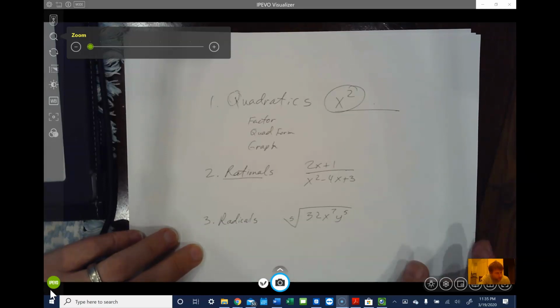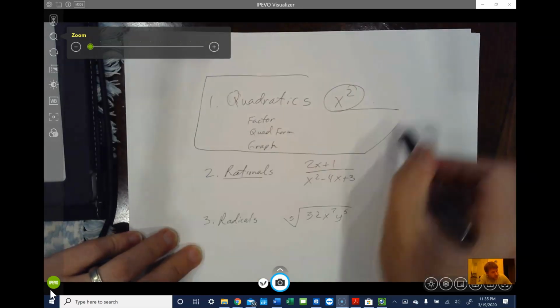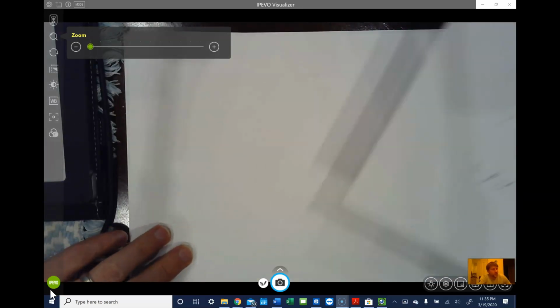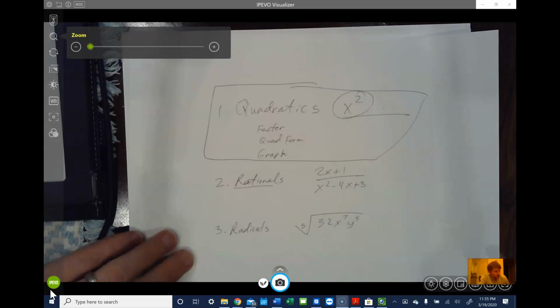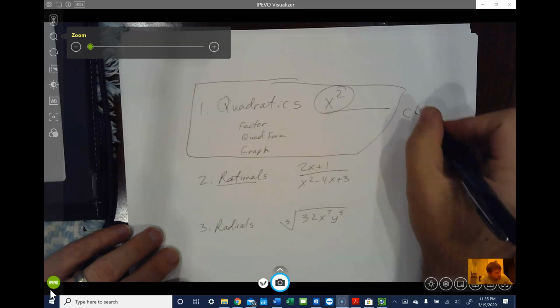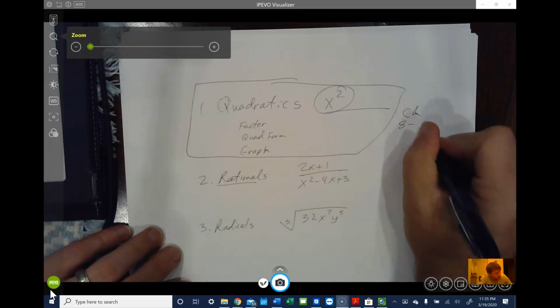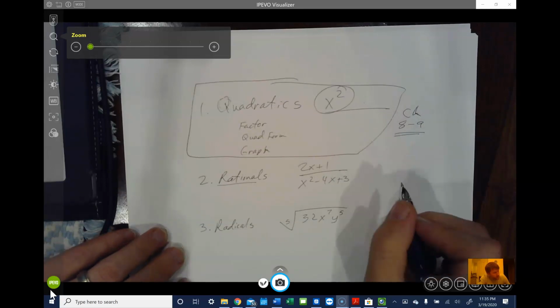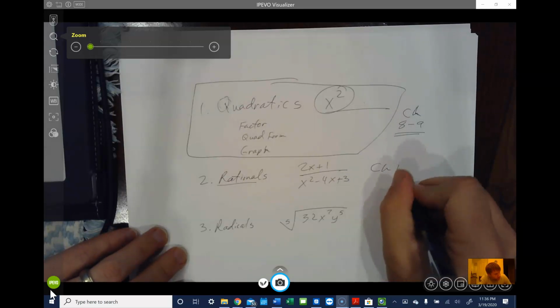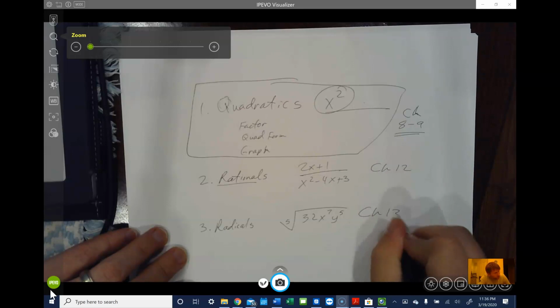So those are the three big topics. This is going to occupy pretty much the first half of the course, the quadratics. So this is chapter 8 and chapter 9, chapters 8 and 9 of our textbook. Rationals involve chapter 12 and radicals involve chapter 13.